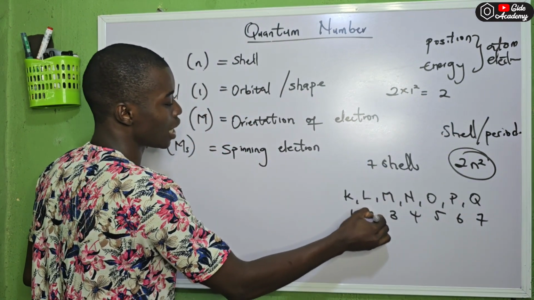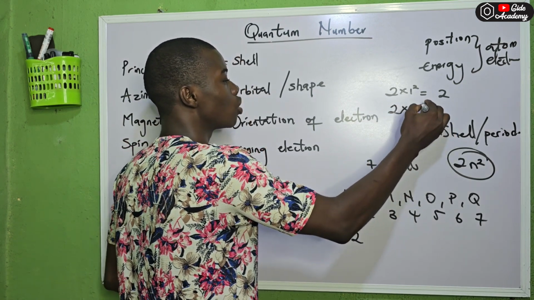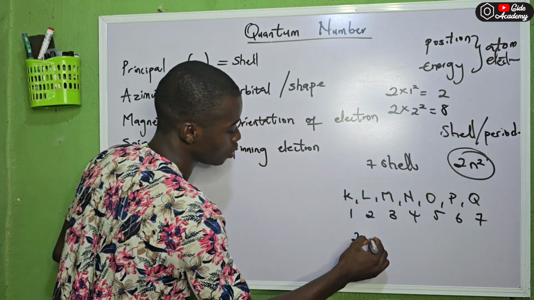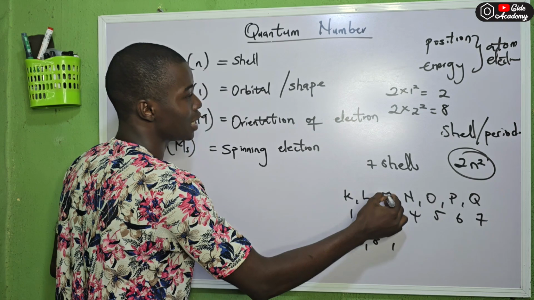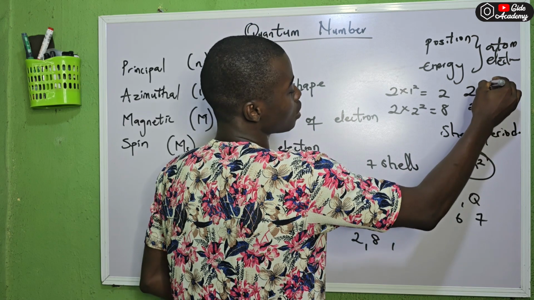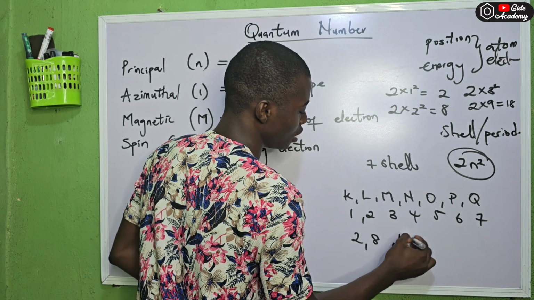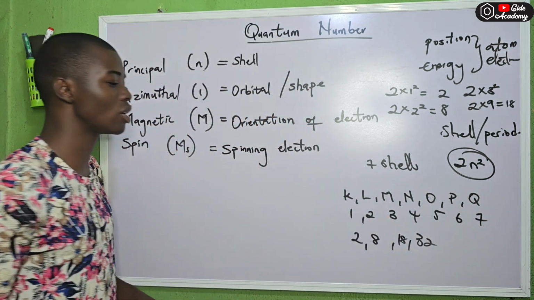So how many electrons can the L shell accommodate? 2 times 2 squared. 2 squared will give us 4. 2 times 4 will give us 8. So here will be 8. Then how many can the M shell accommodate? 2 times 3 squared. That will give us 2 times 9, which is equal to what? 18. So here will be 18. While this place will be what? 32. That's how you continue.